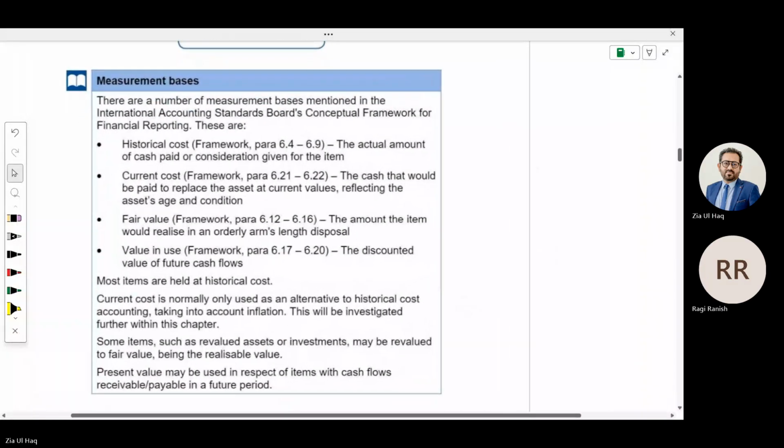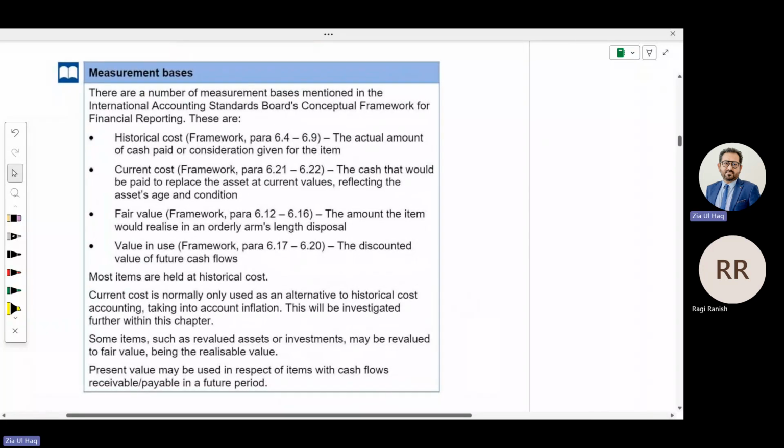Another chapter on conceptual framework. So we measure financial statements figures, especially relating to assets, on four different bases: historical cost basis, current cost basis, fair value basis, and value in use basis.